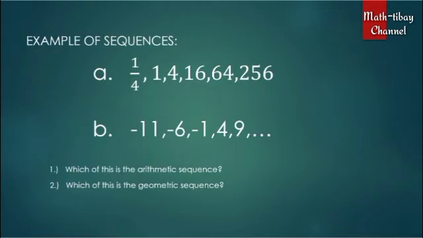Before we proceed to our main topic, I prepared this example. We have sequences A and B. In letter A, we have 1/4 as our first term, 1 as our second term, then the third term is 4, the fourth term is 16, the fifth term is 64, then the sixth term is 256. In B, our first term is negative 11, our second term is negative 6, our third term is negative 1, our fourth term is 4, then our fifth term is 9.